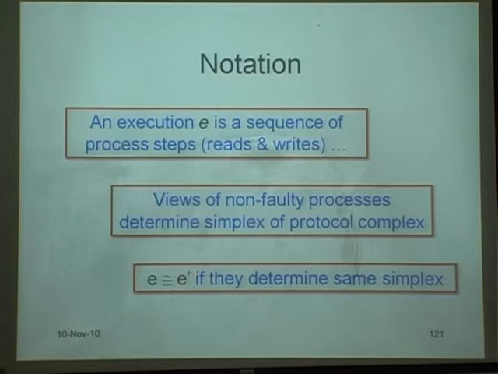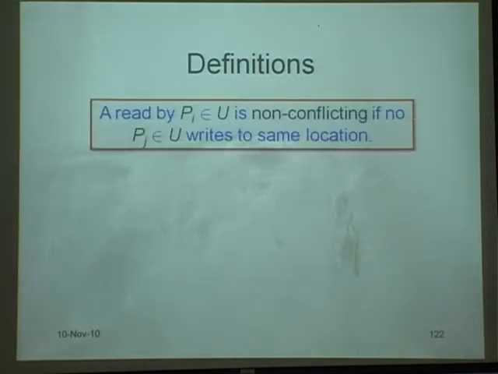So we'll say that two executions are equivalent if they determine the same simplex. So if you reorder two adjacent reads, for example, no one can tell that happened. All the views will be the same. So those are two executions that generate the same simplex.